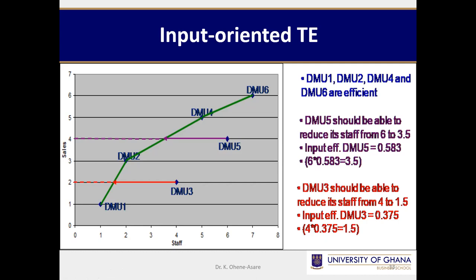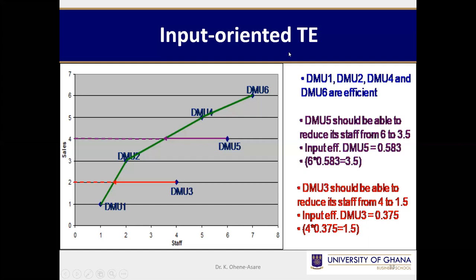And so the current efficiency score can be estimated as 3.5 divided by 6, which will give you 0.583. And in this case, is the firm efficient or inefficient? It's inefficient, okay. In this case, the firm is inefficient, and the inefficiency of this firm has been calculated.